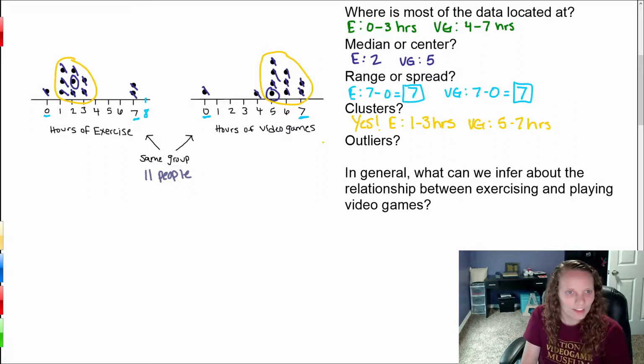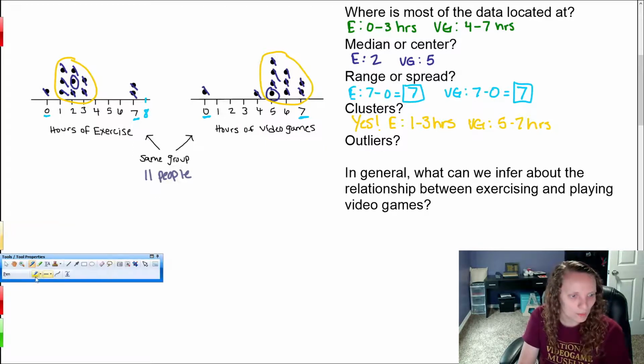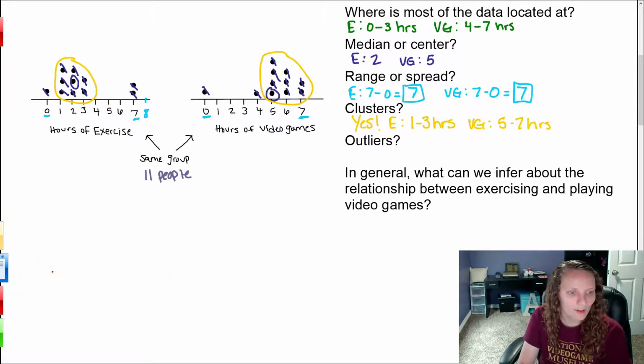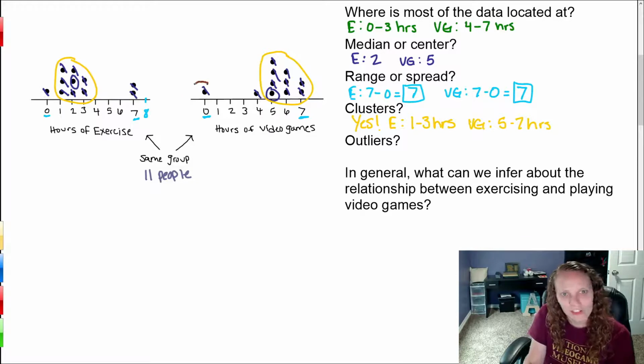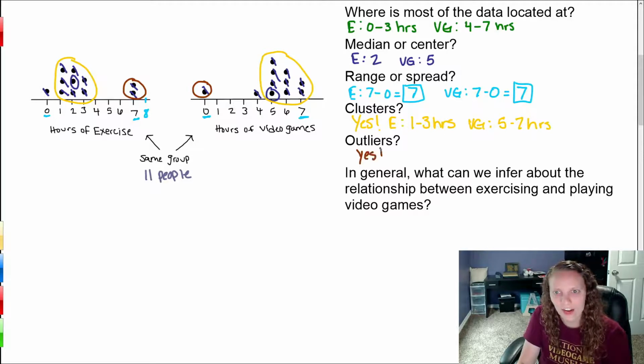Any outliers? Well, I am noticing some points that are off by themselves for video games. This one is all alone, and there are 2 out here, but they could be an outlier. They're away from the rest of the data. So I would say yes, there are outliers. For exercise, there's an outlier at 7 hours. And then for video games, there's an outlier at 0 hours.